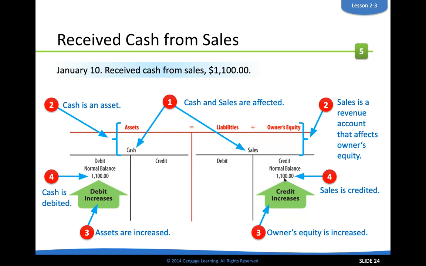Normal balance over here. We're going to credit the sales account for $1,100 to increase it. Again, keeping both sides of the accounting equation equal here. All right, both sides equal at $1,100 per.